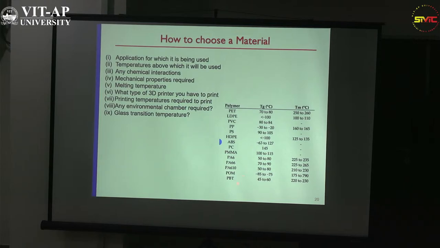So we need to apply some common sense, right? Suppose your working environment is 80 degrees, then we need to choose a material which has a glass transition temperature above 80 degrees. So here, polystyrene is possible, PMMA is possible, PA66 is possible. That's how you need to choose your material. You should have clarity on which 3D printer you are working with and for what application you are using the material, and only then can you select a suitable material.